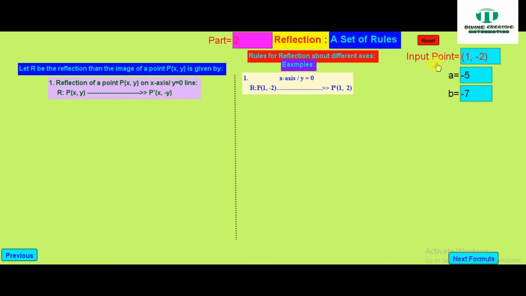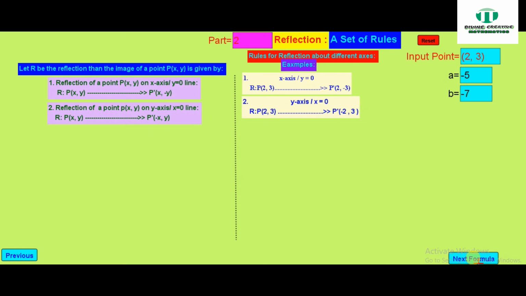You can see that here we have an input point (1, -2), and the image of the point (1, -2) is (1, 2) under the reflection on the x-axis, on the line y equals 0. But if we change the point, now let's change the point. We can write (2, 3), and the image of (2, 3) is (2, -3).